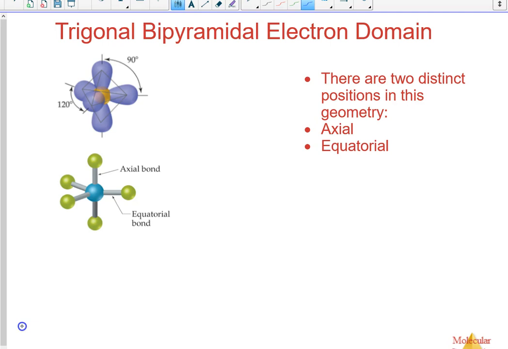Next, this little nugget is pretty important to understand what we're going to talk about. Trigonal bipyramidal electron domain. So now this is where we have 5. The first thing you need to know, there are 2 distinct positions in this geometry: axial and equatorial. Knowing these terms will help you. The equatorial are the ones that go around, between the 3, those are your equatorial bonds. And your axial are the things that go up and down.